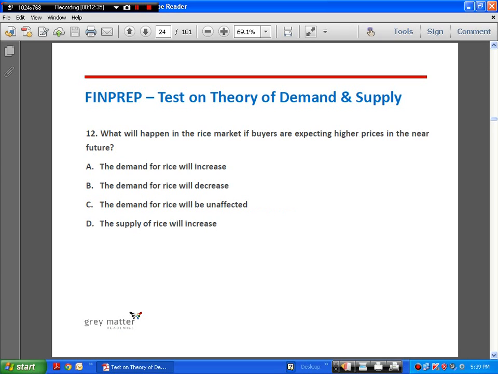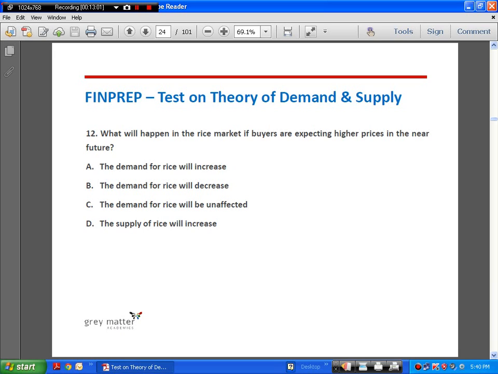The 12th question: what will happen in the rice market if buyers are expecting higher prices in the near future? A, demand for rice will increase. B, demand for rice will decrease. C, demand for rice will be unaffected. D, supply of rice will increase.